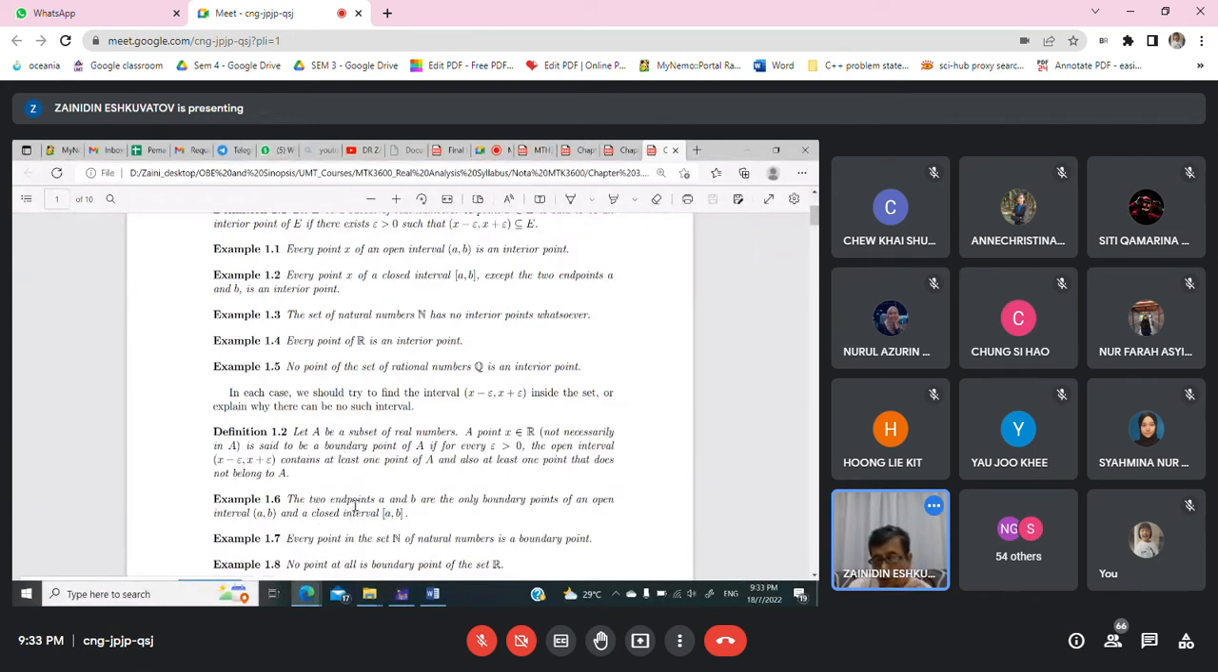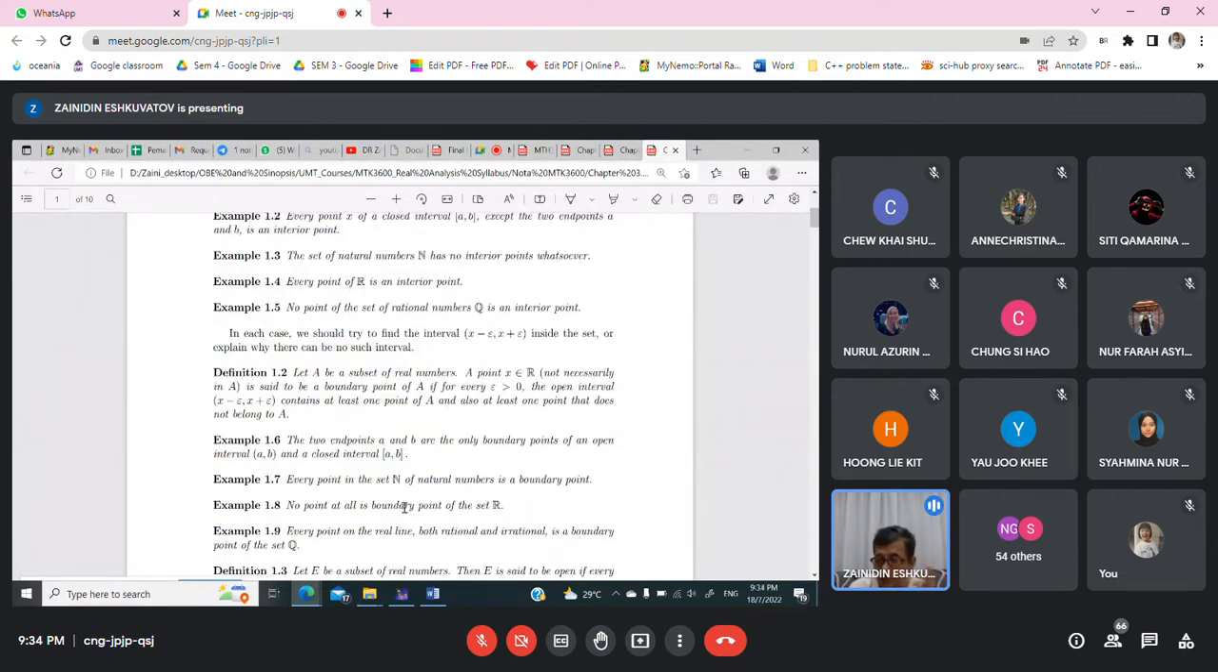See, for example, the two endpoints A and B are the only boundary points of the open interval. Why? By the definition. It's called a boundary point of A if for every epsilon the open interval contains at least 1 point of A, and also at least one point that doesn't belong to A. That is a boundary point. You see, boundary points, and we have the isolated points. We have interior points. So you see the boundary points.